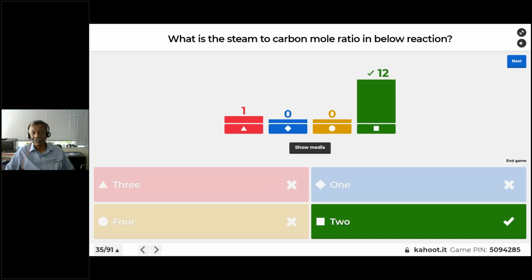Well, everybody got it right except one. So it's basically two. Now we have two molecules of water combining with 1 mole of methane, or 1 mole of carbon. So the steam to carbon mole ratio is 2. And we'll talk a little bit more about that: theoretically we only need 2. So why are we talking about 3, 4, 5? We'll try to answer those questions in a little while.